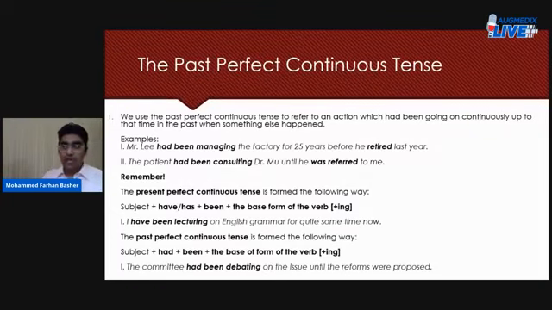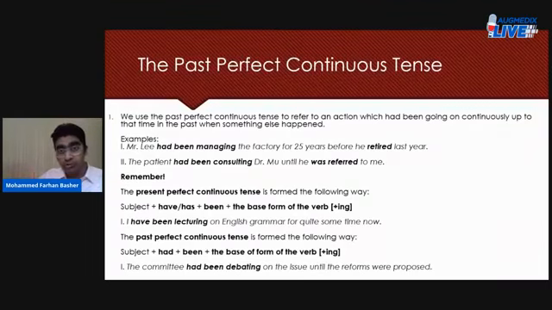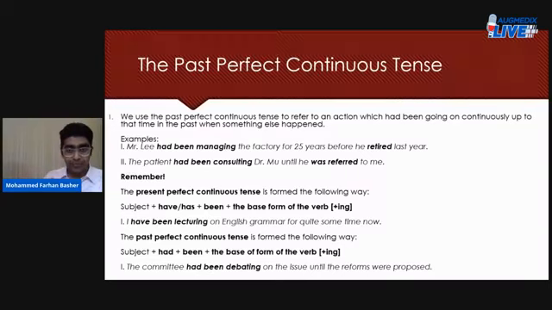Lee had been managing the factory for 25 years before he retired last year. So until he retired, he was managing. And you want to talk of this managing thing in the continuous tense, right? So you say Mr. Lee had been managing, in the past perfect continuous tense, for 25 years before he retired last year. And the subsequent event, the event that follows the past perfect event, is said, of course, in the simple past tense. So you say Mr. Lee had been managing the factory for 25 years before he retired last year.